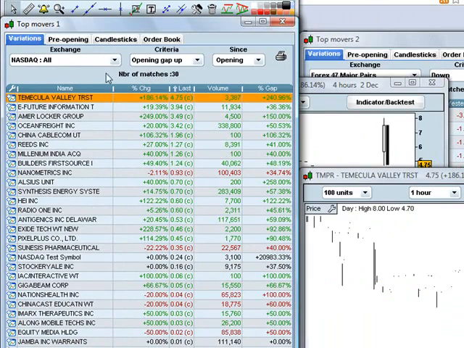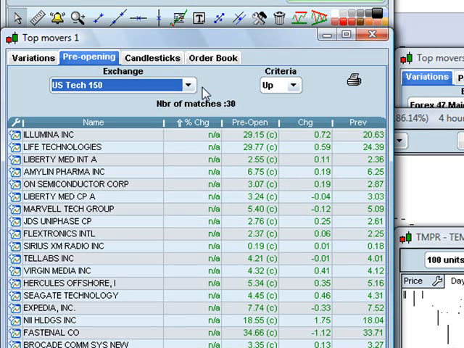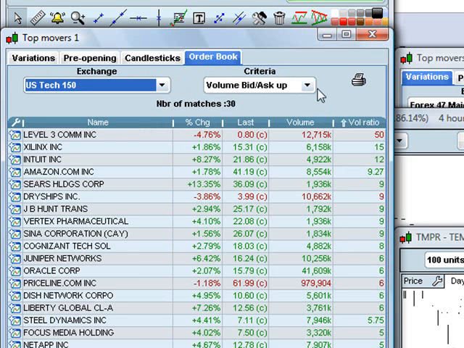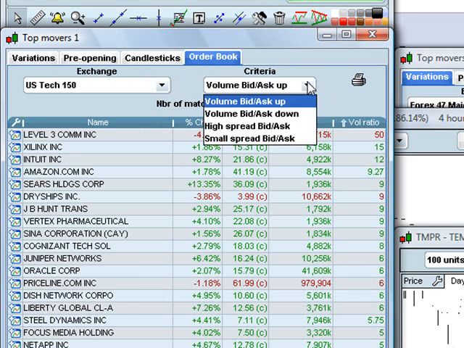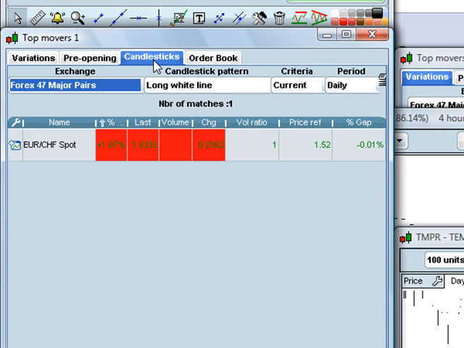You can see the gap that it's identified there, which some people like to trade. In addition, I don't really use these, but for people who are day trading stocks pre-open, there are some scans that you can run on the pre-open, the up down there, as well as order book information. And then one other neat little thing here is the ability to identify candlestick patterns in the different markets that you're trading.